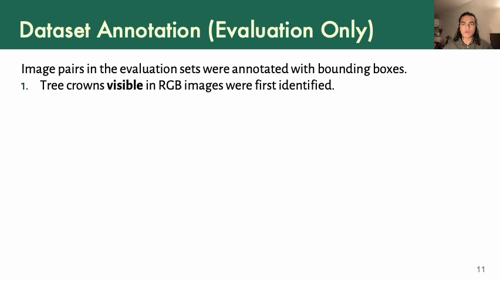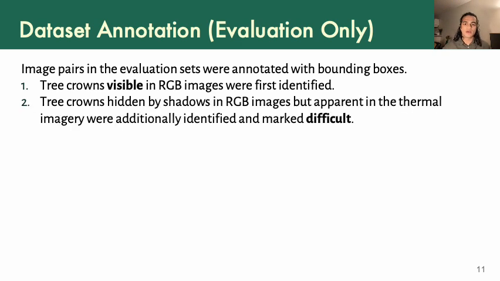Recall that in this work, we don't have any ground truth annotations for training. However, we annotated image pairs in the evaluation sets in a two-step manner. First, bounding boxes were drawn for tree crowns that are visible in the RGB images, as is typical for object detection datasets. Then, looking at the thermal images, boxes were drawn for the shadowed tree crowns that were not visible in RGB, but apparent in thermal, and then these were marked as difficult to identify.